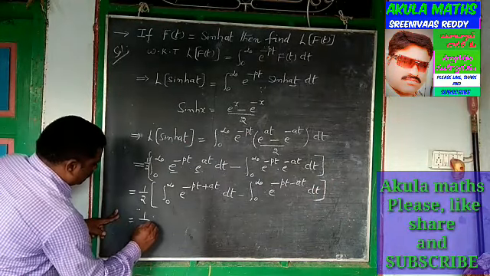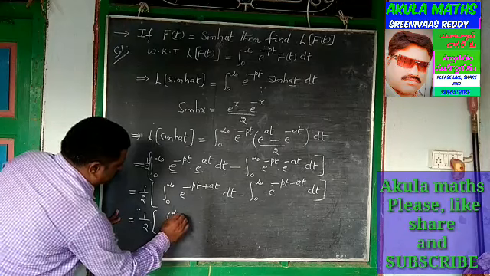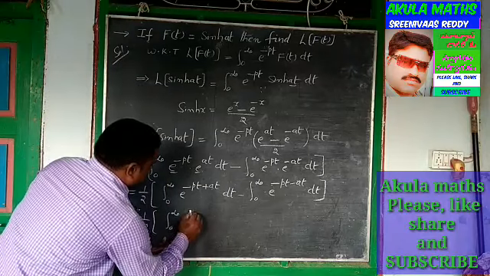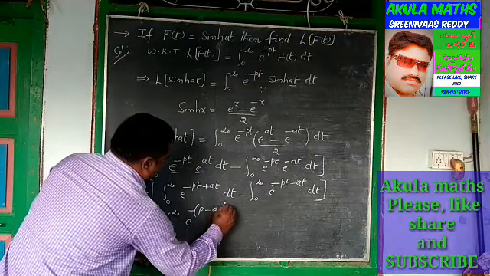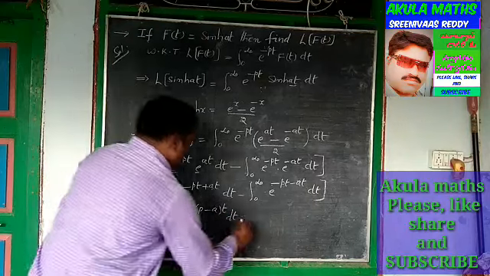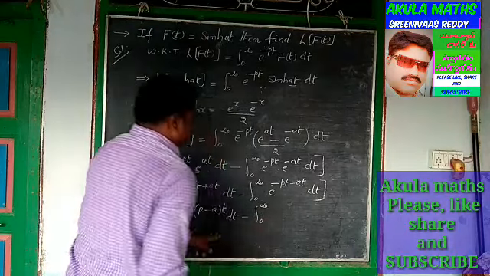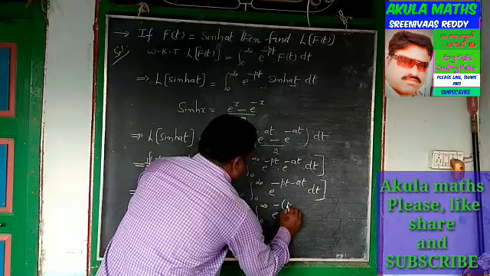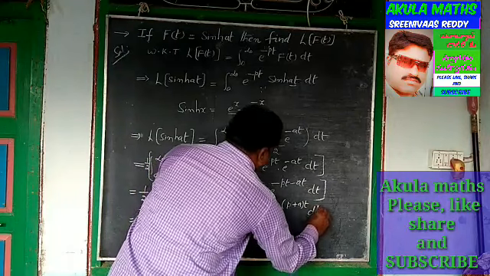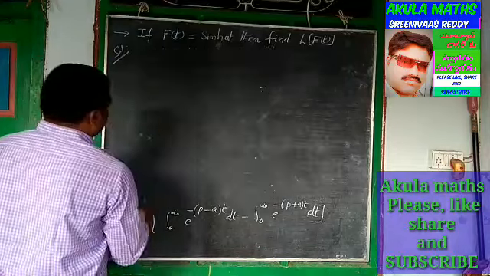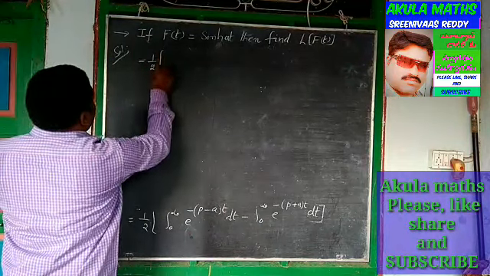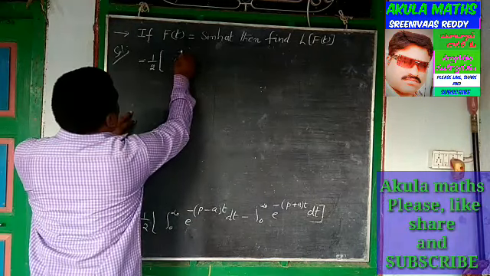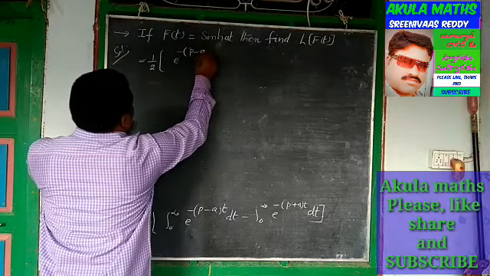So that is equal to 1 by 2 into integral 0 to infinity e power, we take minus t is common, so p minus a into t into dt, minus integral 0 to infinity, we may take minus t is common, so e power minus of p plus a into t into dt. So that is equal to 1 by 2 into, this is in the form of integral e power x into dx. So that means e power minus of p minus a into t.